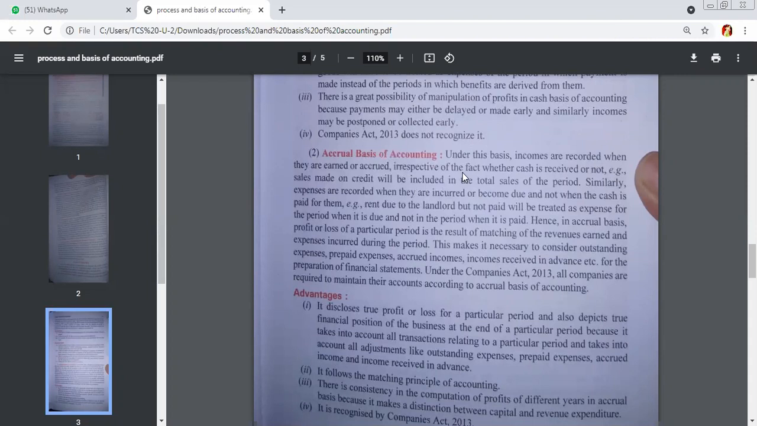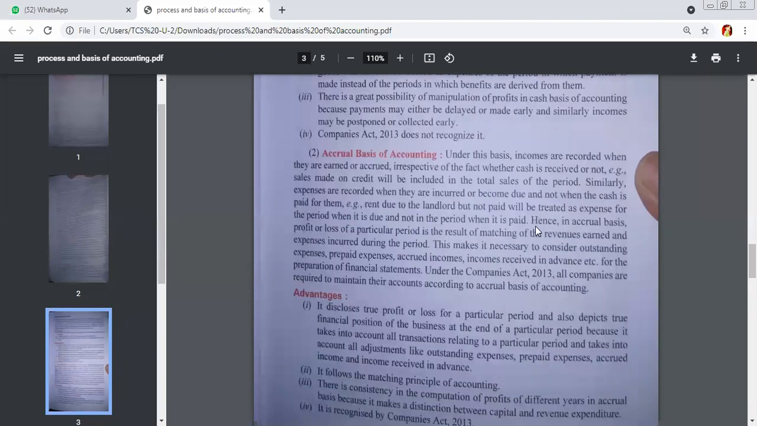Sales made on credit will be included in the total sales of the period. Similarly, expenses are recorded when they are incurred or become due, not when cash is paid for them. Rent due to the landlord but not paid will be treated as an expense for the period when it is due and not in the period when it is paid. Hence, in the accrual basis, the profit or loss of a particular period is the result of matching the revenue earned and expenses incurred during the period.